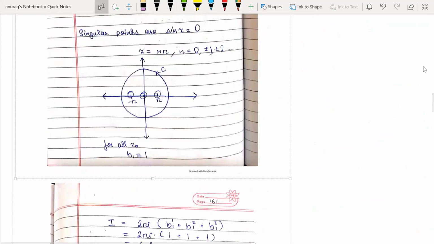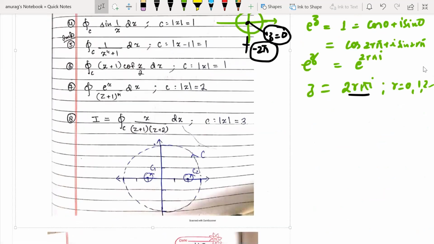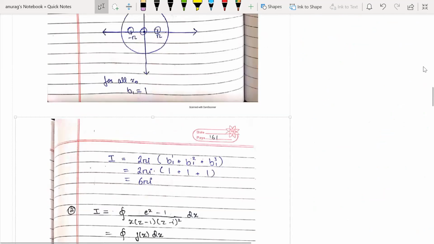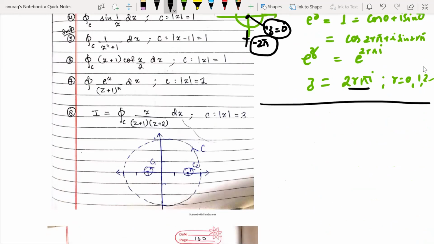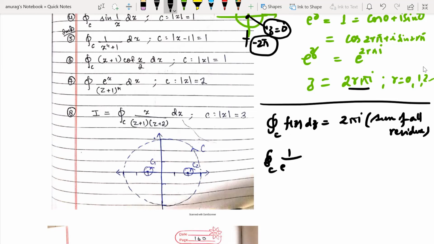Okay, so let's evaluate the integral now. You have to find the residue for it. Let's see the residue now. So the integral of f(z) dz is equal to 2 pi i times the sum of all residues. Here the integral of 1 over e to the power z minus 1 dz equals 2 pi i b1. Actually, you have only one residue here, one singular point, so you only have to find one residue. What is b1 here? b1 is the residue of f(z) at z equal to 0.